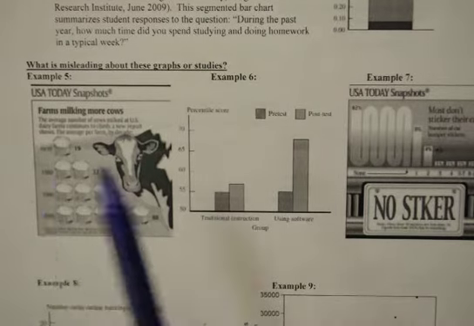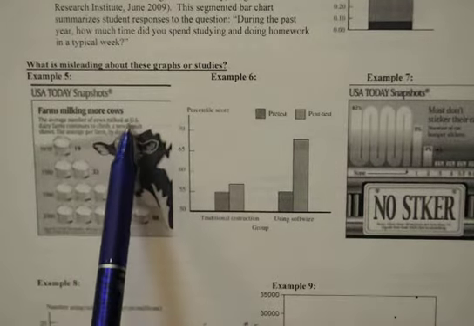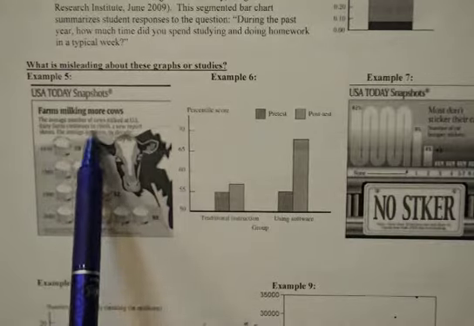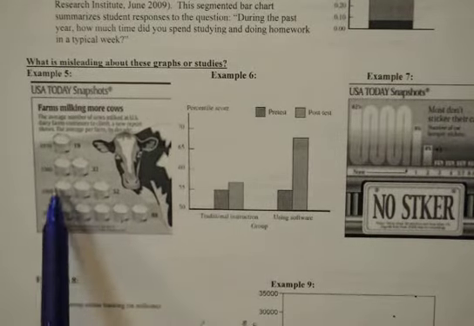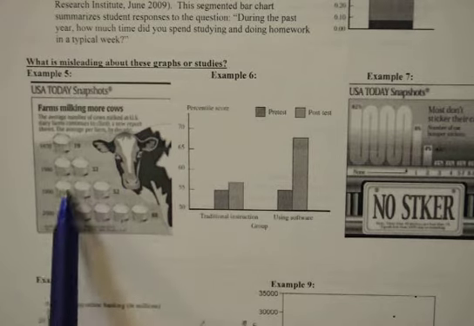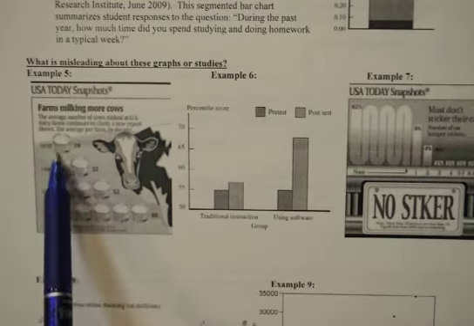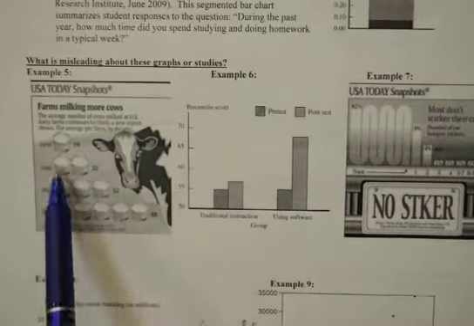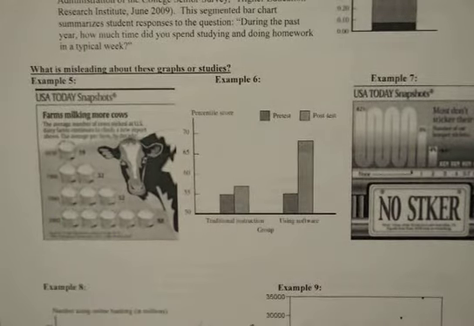Alright, here's the first chart. The average number of cows milked in the U.S. dairy farms continues to climb, and you can kind of see that. And it's almost like a perfect step up according to this graph. There's one cup of milk, 2 cups of milk, 3 cups of milk. So what's misleading about this graph?